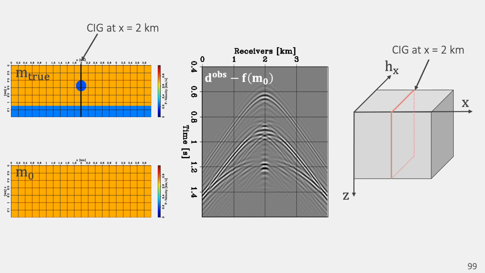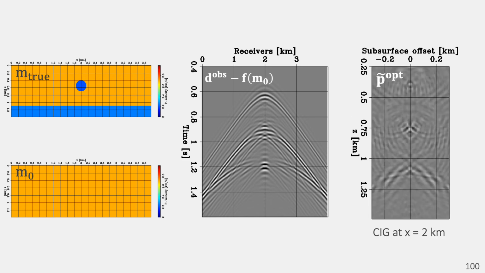For this example, we use horizontal subsurface offset for the extension of p tilde opt, and we extract a common image gather at x equals 2 kilometers. Here we're going to analyze the origin of the events present in the data difference. Then we examine where these events map in the extended space of p tilde opt through this variable projection step. The first event we can identify is generated by the reflection from the top of the anomaly and is shown by the pink arrow in the middle panel.